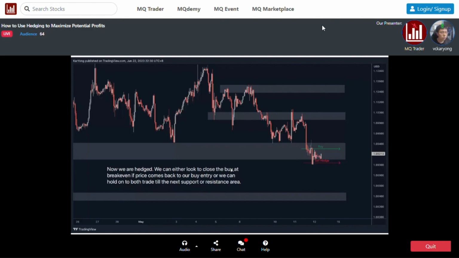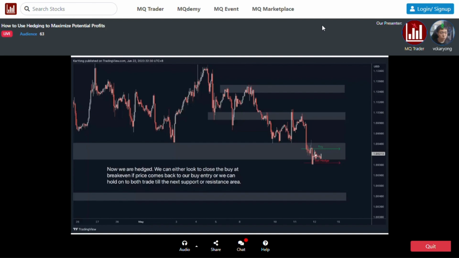Okay, so now that we are hedged, we then need to put in the implementation of how we are going to resolve the hedge, right? Resolving the hedge means you want to get out of this situation, at best profitable, if not break even. So what we can consider over here is based on very simple support and resistance. We can look at it from the perspective that price has broken support.